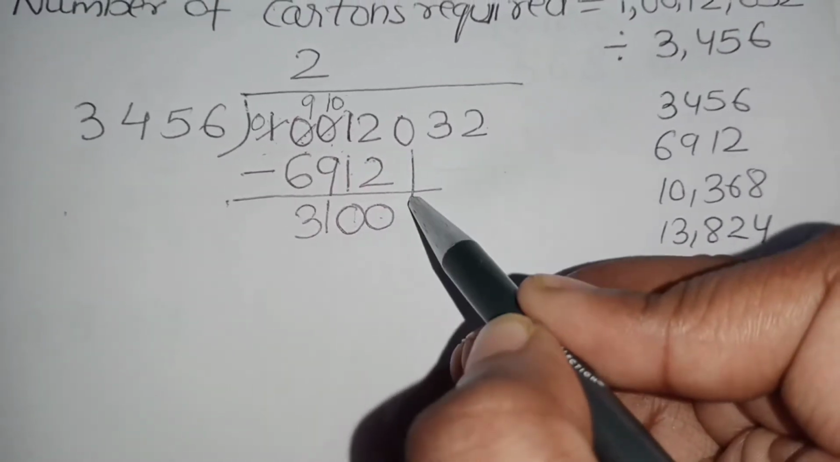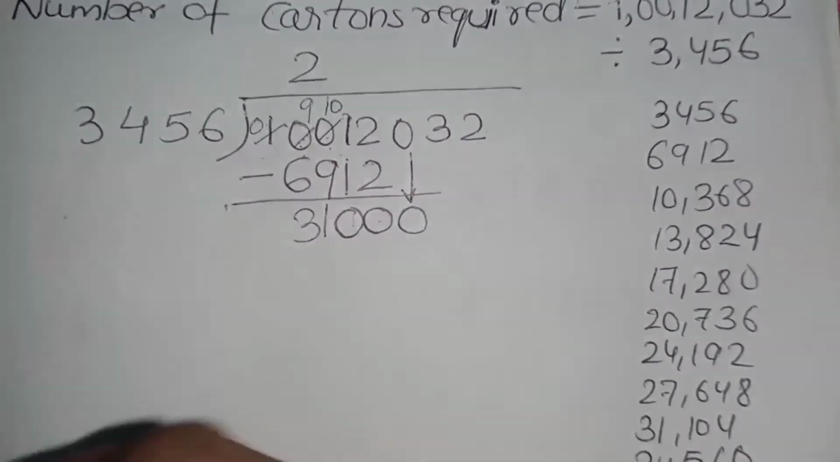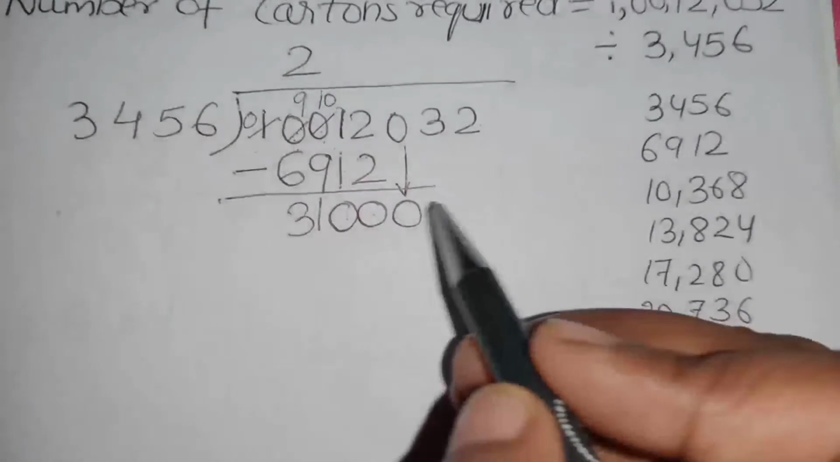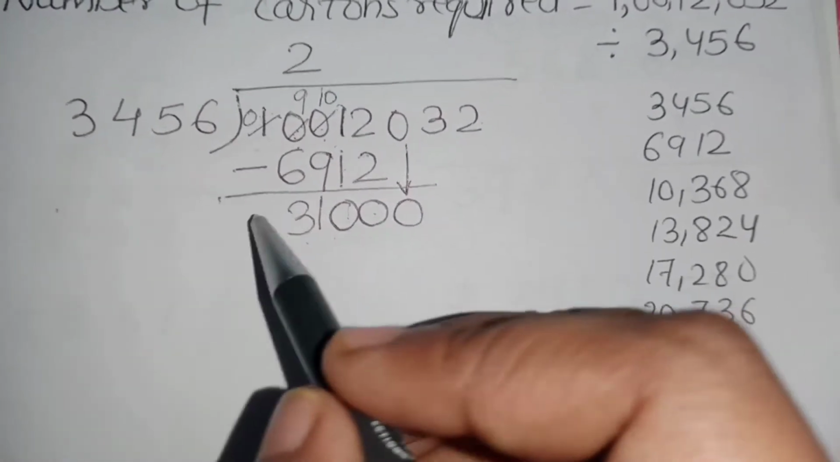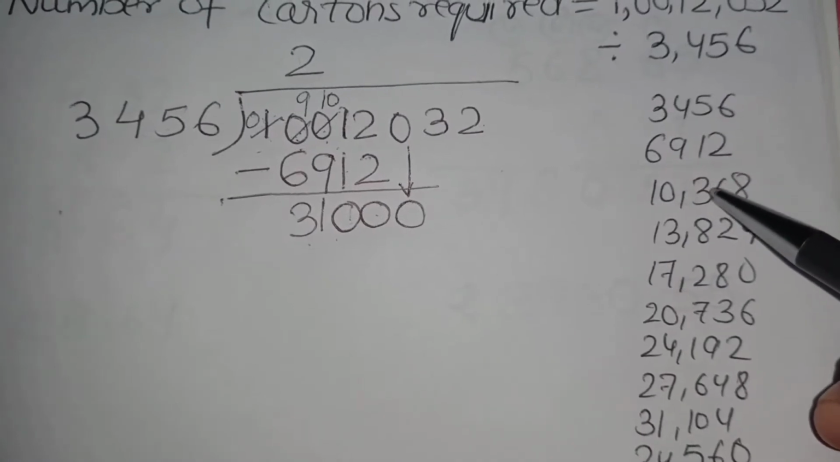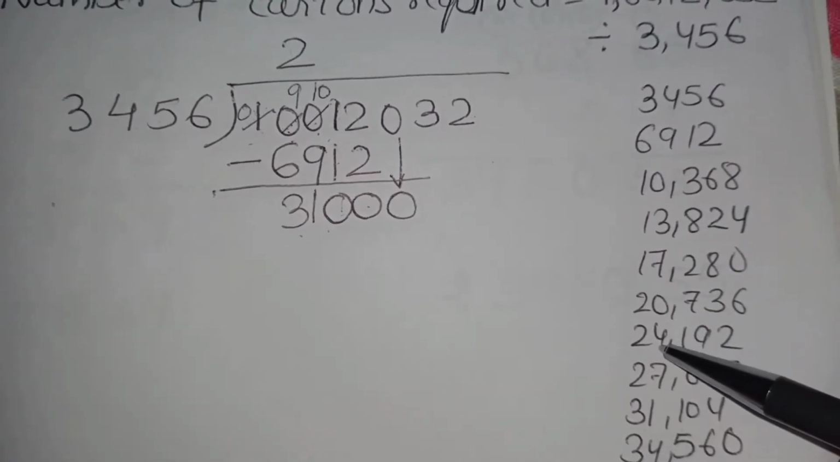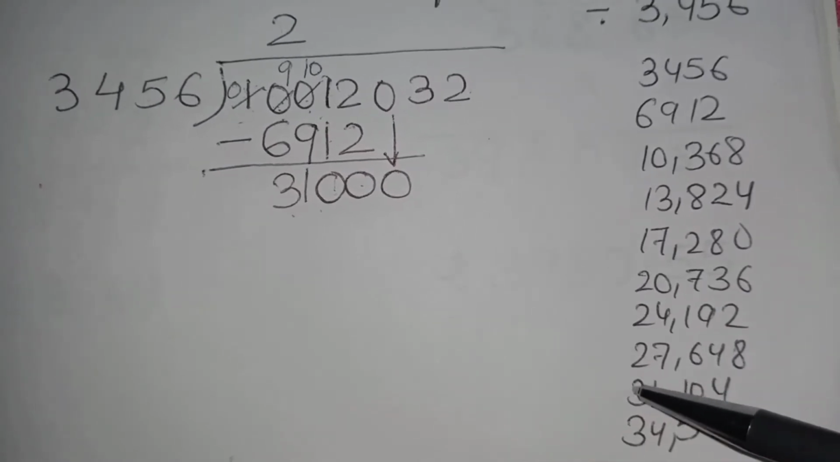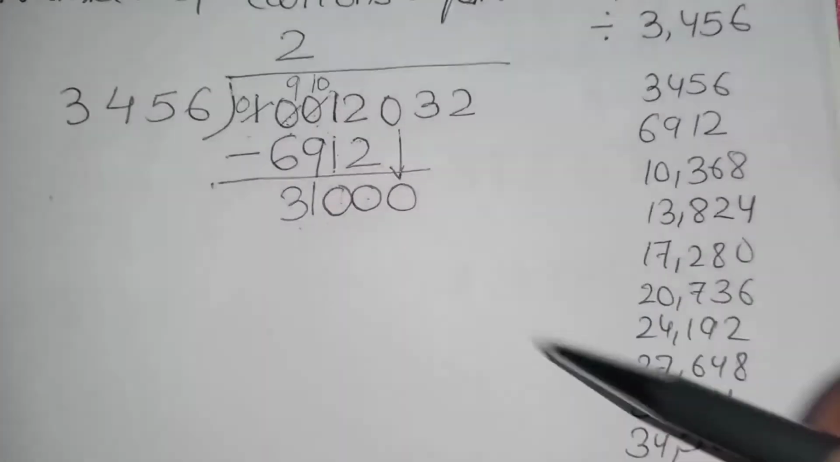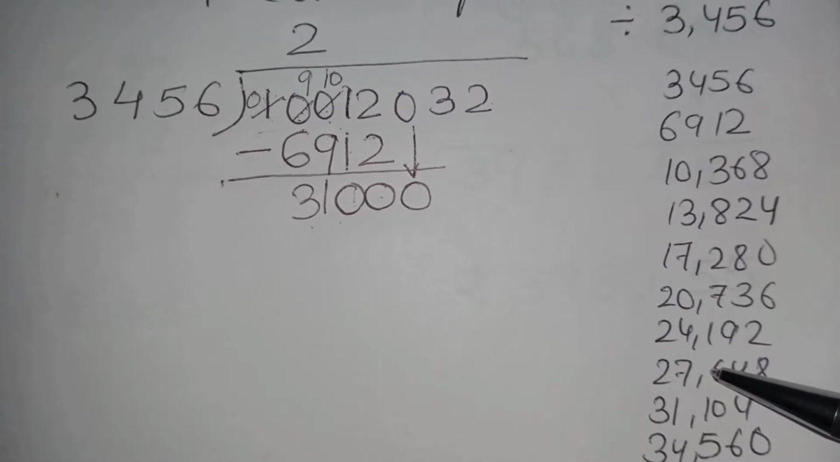Now let's bring this 0 down. Brought. Now how much is it? It is 31,000. So let's see whether 31,000 is there or less is there. So you can see that 31,000 is there, but it is 31,104. It is more than 31,000. So we will take less.